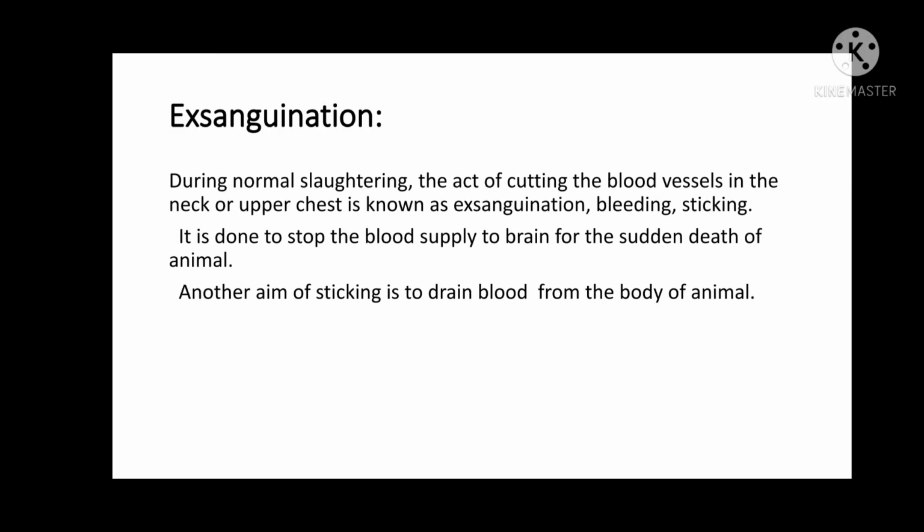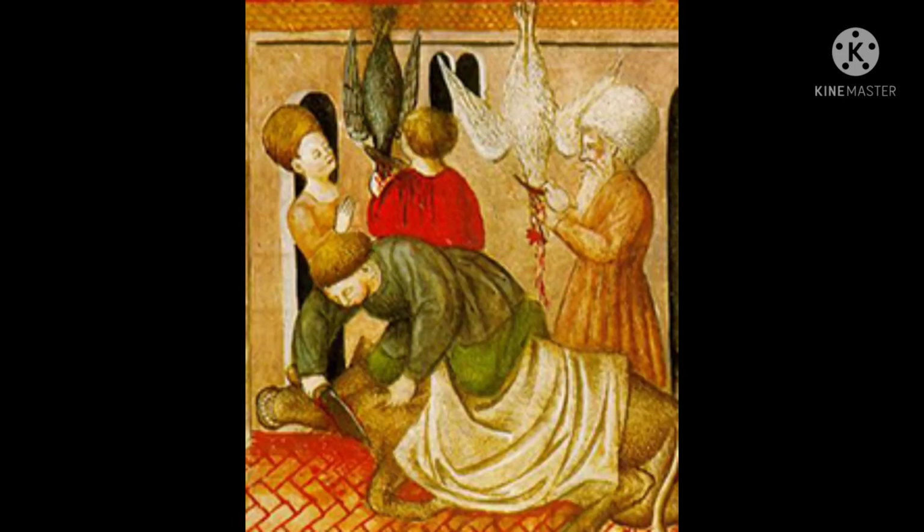In a simple way, exsanguination is defined as cutting of animal neck to stop the blood supply to brain for sudden death of animal. Other terms of exsanguination are bleeding and sticking. The other aim of sticking is to drain blood from the body of animal. In this image, you can observe the exsanguination of animal.